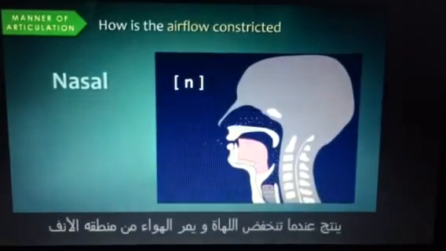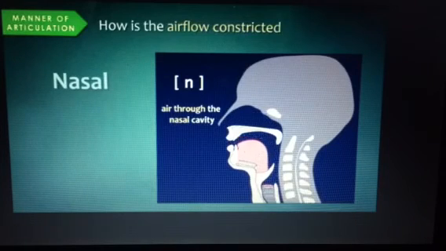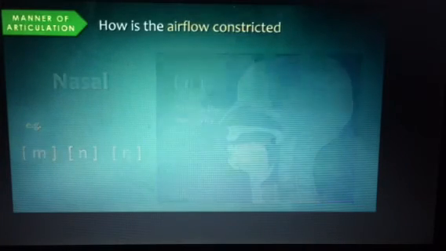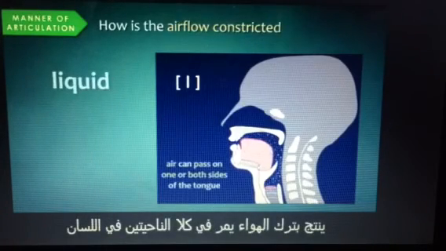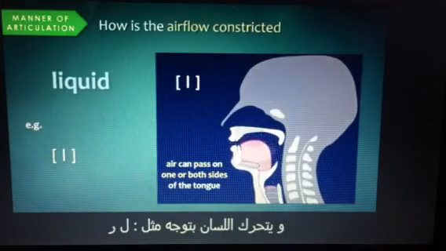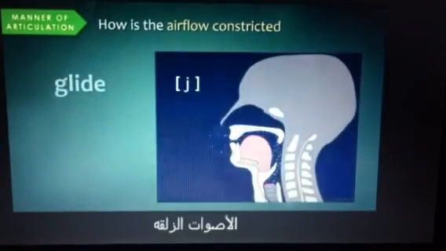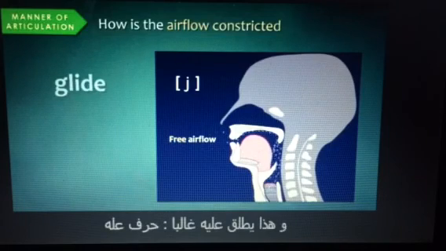Nasal sounds are produced when the velum is lowered, allowing air to pass through the nasal cavity. Liquid sounds are produced by allowing air to pass by one or both sides of the tongue, and the tongue itself can move a lot to shape the sound. Glide sounds are produced with very little constriction of airflow, so little, in fact, that they are often referred to as semivowels.